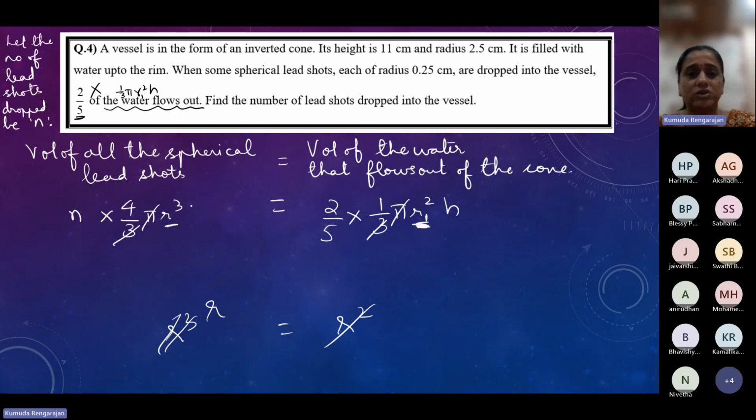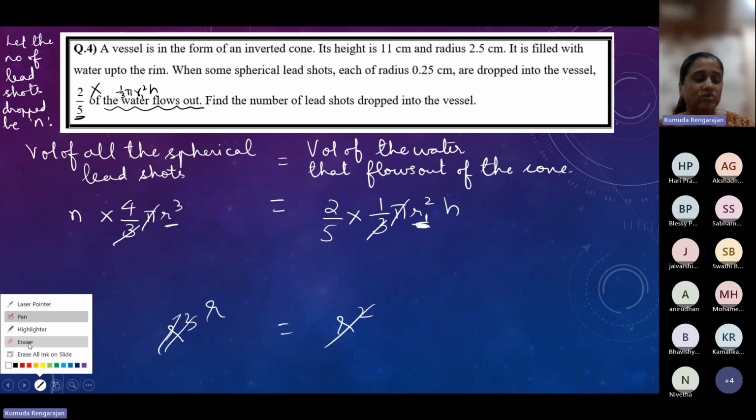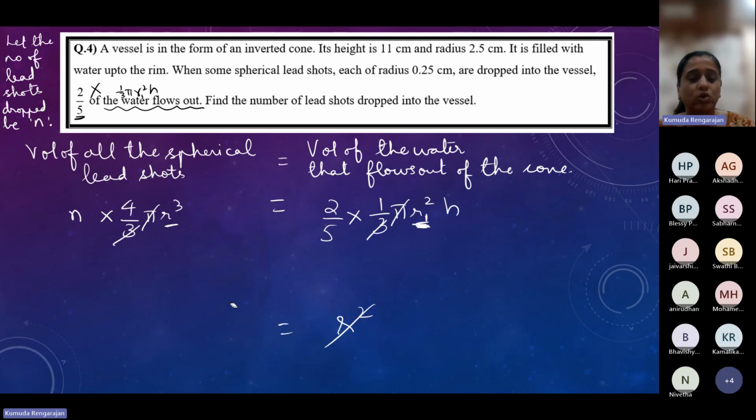We can see in the question, so you cannot cancel r cubed and r square. They have different values. So please differentiate. Don't write r square, write r1 square. Or use small r and capital R because they have different numerical values. So you cannot cancel r.